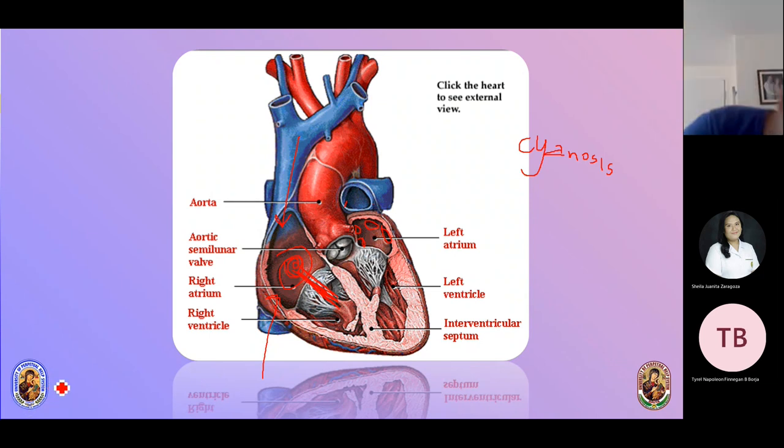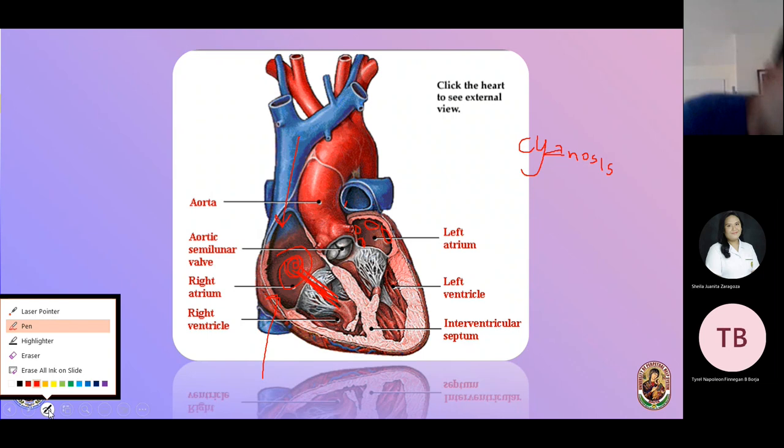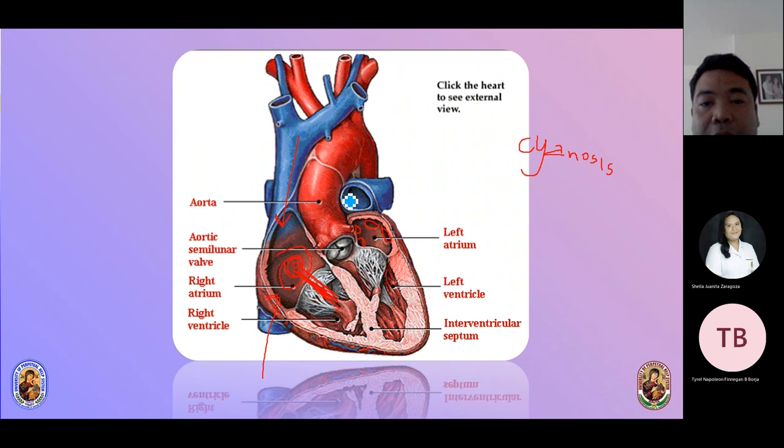Gawin nating kulay blue muna. Yan, para mas madali. Upo na ulit ako. Dito dapat galing yan, yung pulmonary trunk natin. Dyan yan connected. So, from the right ventricle, the blood will be pumped to your pulmonary trunk. And then from the pulmonary trunk, it will divide into the left and right pulmonary arteries.